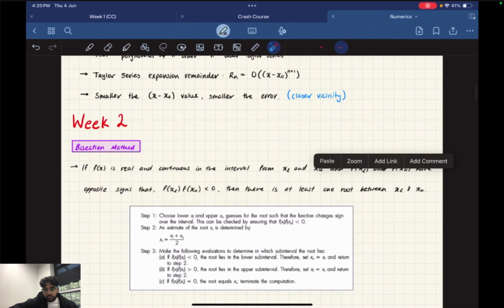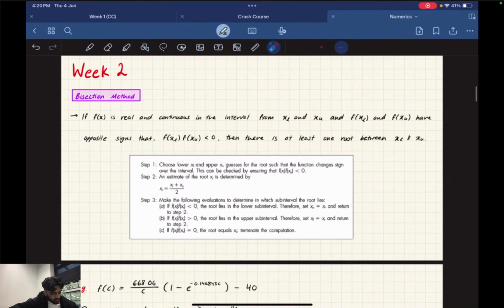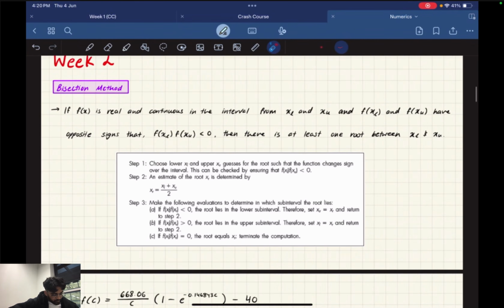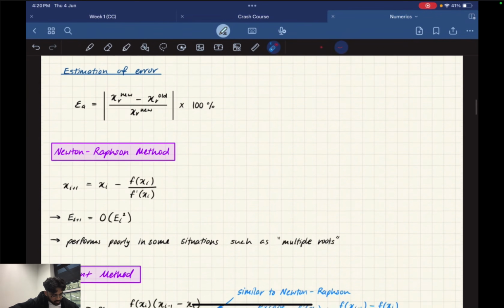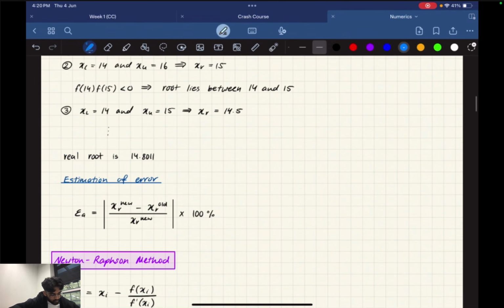Week 2, bisection method. So there's a few conditions for this one, but the point of the bisection method is, I don't know.